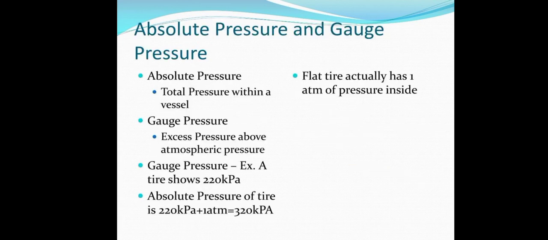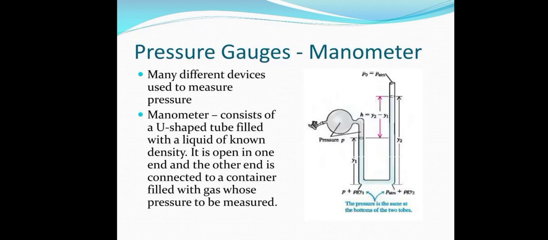Absolute pressure and gauge pressure. Absolute pressure, total pressure within a vessel. Gauge pressure, excess pressure above the atmospheric pressure. Gauge pressure, best example, a tire shows 220 kilopascal. Absolute pressure is 220 kilopascal plus 1 atmosphere, which is equal to 320 kilopascal. A flat tire actually has 1 atmosphere of pressure inside.